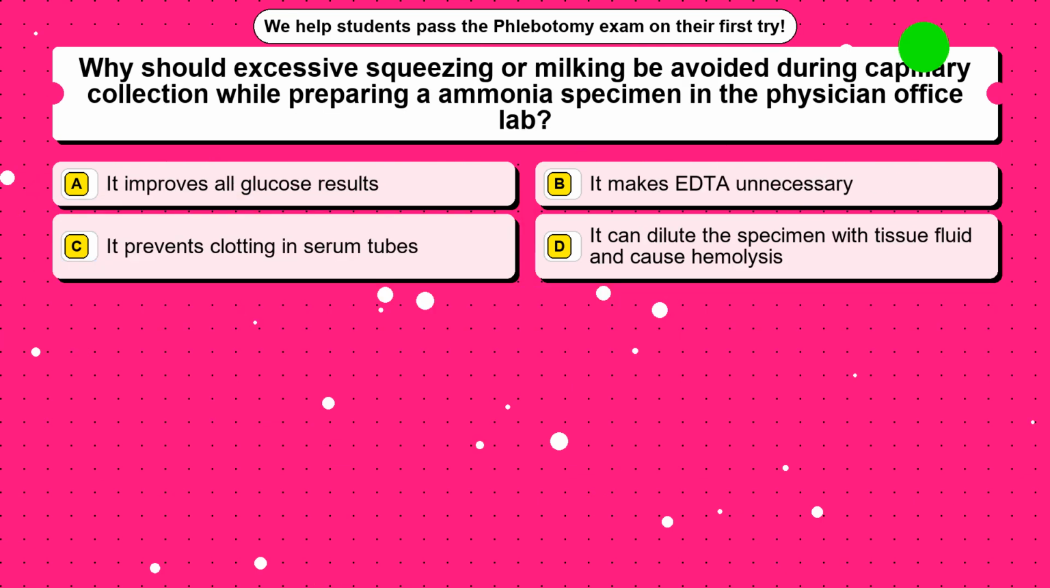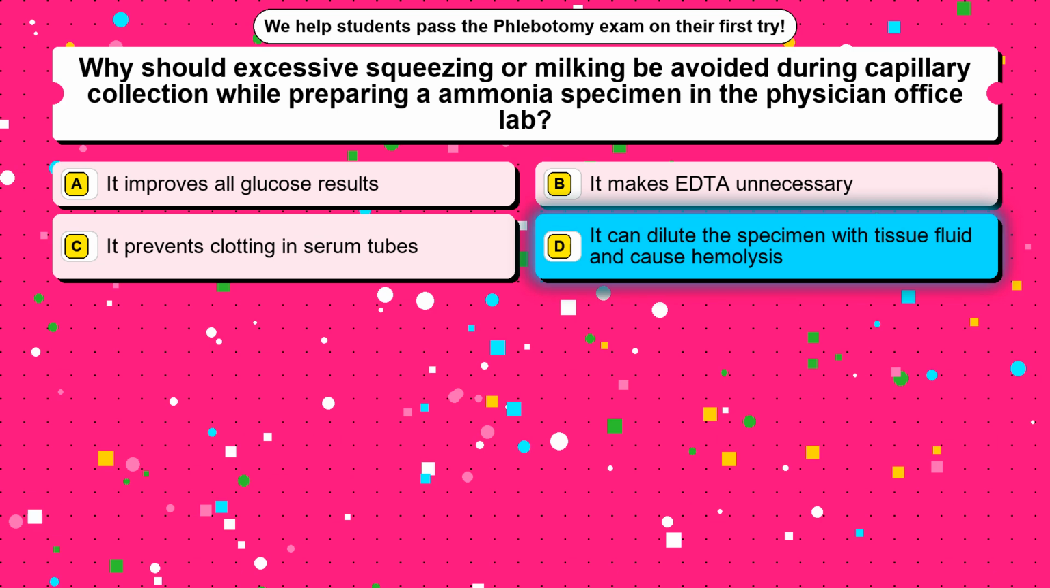Question 59. Why should excessive squeezing or milking be avoided during capillary collection while preparing an ammonia specimen in the physician office lab? Option A. It improves all glucose results. Option B. It makes EDTA unnecessary. Option C. It prevents clotting in serum tubes. Option D. It can dilute the specimen with tissue fluid and cause hemolysis.